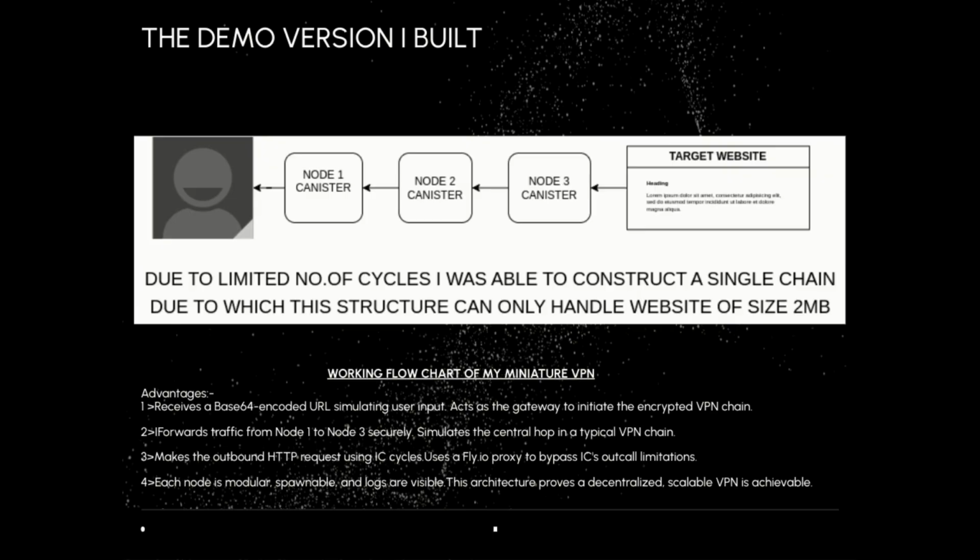That input is passed to node 2, which acts as a forwarder, simulating the middle relay in our chain. Finally, node 3 makes the actual outbound HTTP request using ICP cycles. This node simulates the exit proxy, the one that contacts the internet and returns data. Now, here's the catch. The Internet Computer has strict limits on outbound requests related to IPv4 bound sites. So, to get past that, I integrated a Fly.io based proxy that lets node 3 call a backend running off chain, which then completes the real HTTP request.